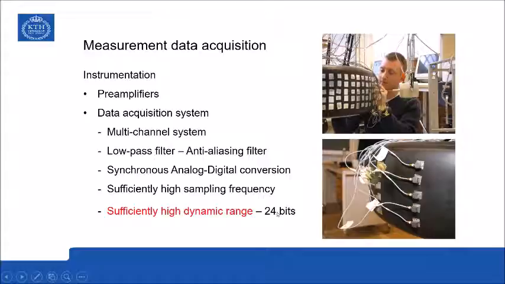Finally, but not least important, we need an analog to digital conversion that uses a sufficiently high dynamic range. And that means that for modern measurement systems, we use A to D converters with typically 24 bits. And this means in practice that we have a dynamic range, an amplitude range for the signal, ranging from 0 up to 2 to the power of 24 discrete levels.